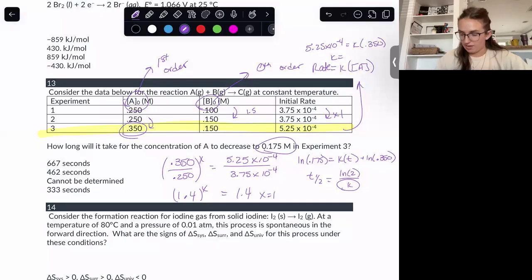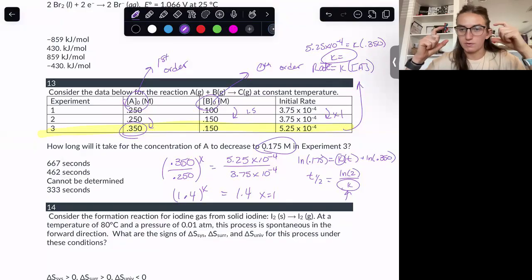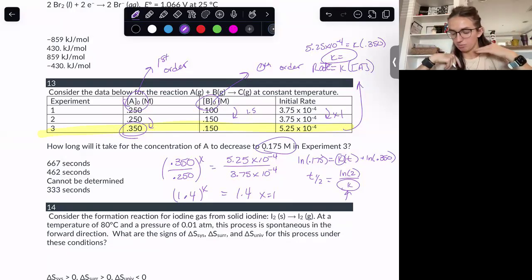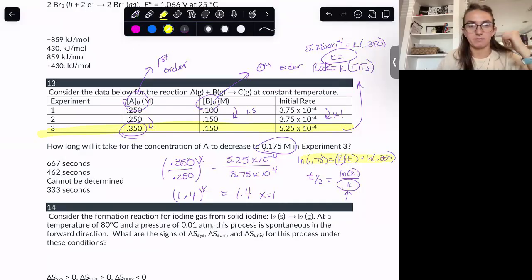You can solve for it that way and then plug this K into either this K or this K, and you can solve with either equation, right? If you recognize that this is a half-life, you can use the T1/2. If you don't recognize that it's a half-life, then you can use the integrated rate law for first order. If you're given a concentration that is not a clear half-life, then you can only use the first equation. So if you were given 0.1, how long does it take to go from 0.35 to 0.1? Then you can just use this equation here.